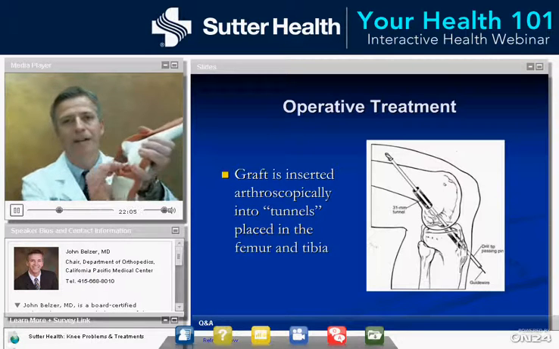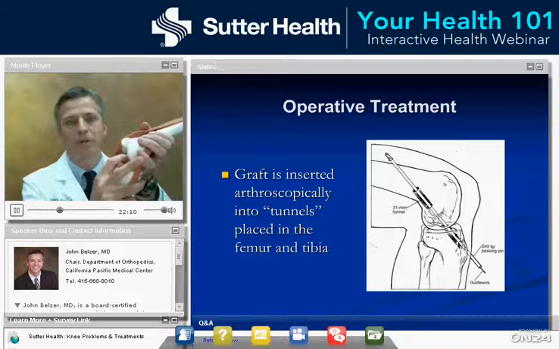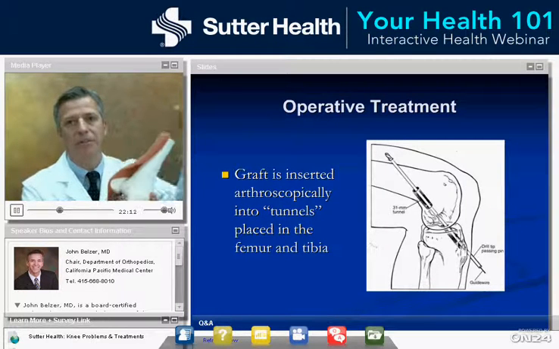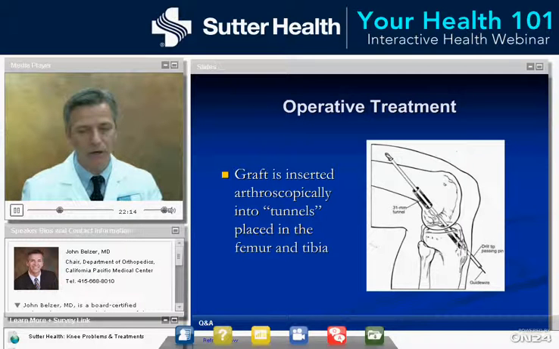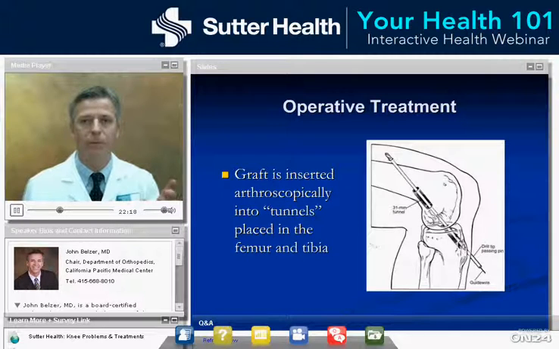It will come out inside the knee joint here. We'll make another tunnel inside the femur here, and that pin will then pass out through the knee joint. So that's what that diagram is showing there on the right. You can see that we've created tunnels both in the femur and the tibia.